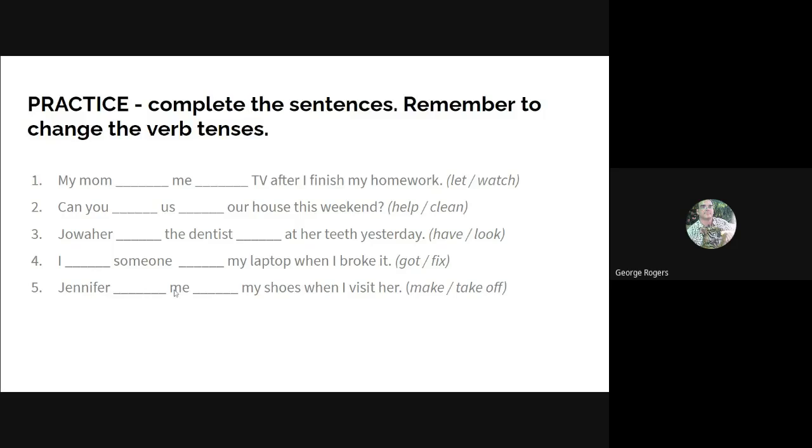Jennifer blank me blank my shoes when I visited. So remember, Jennifer is one person. Third, one singular, one person. First person is when you're talking about yourself. Second person is when you're directly talking to somebody, on the phone or right next to you, and everybody else is third. And if it's singular, we've got special rules in English. Let's look at these answers.